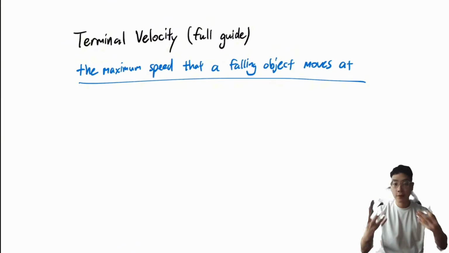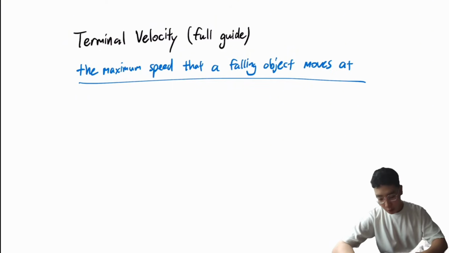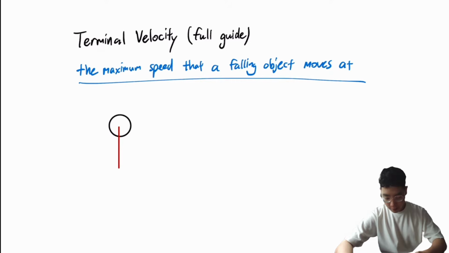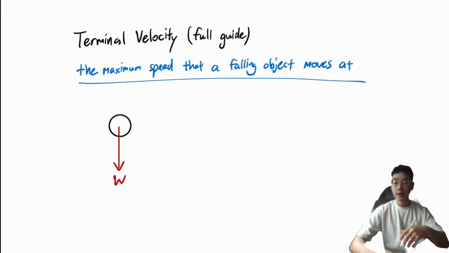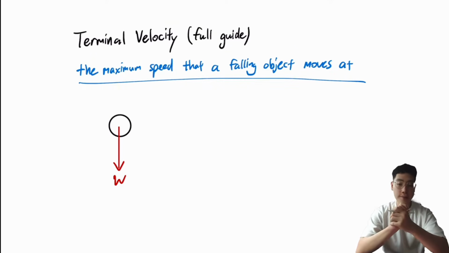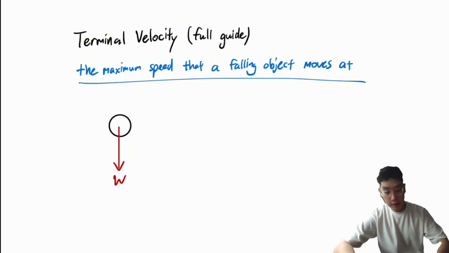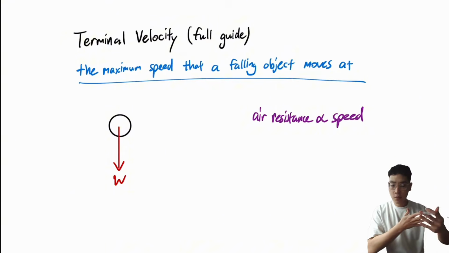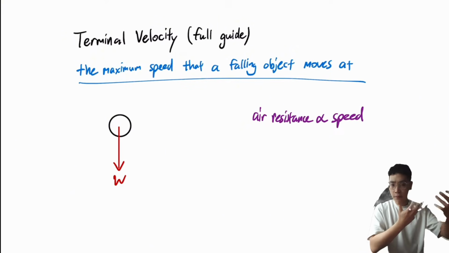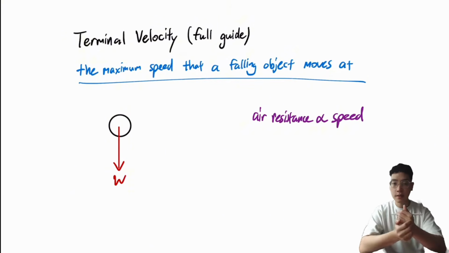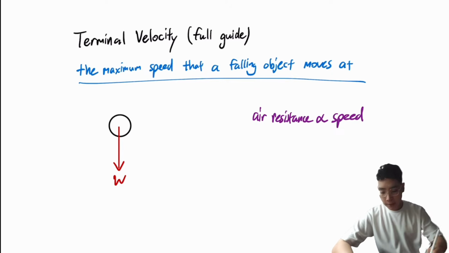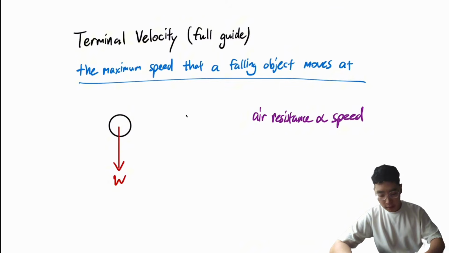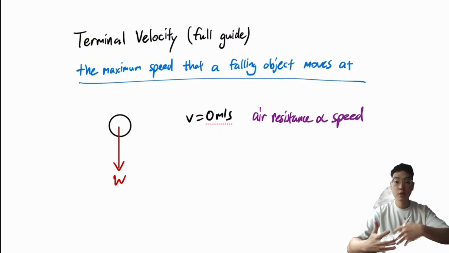Let's think about what the forces acting on the object are. When you just release an object from rest, the force acting is the weight, and there are no other forces. Here comes our very first concept: air resistance is dependent on speed. If you move faster, you have more air resistance. When you move slower, you have less air resistance. When you just drop the object, the initial speed of the object is 0, so there's no air resistance.